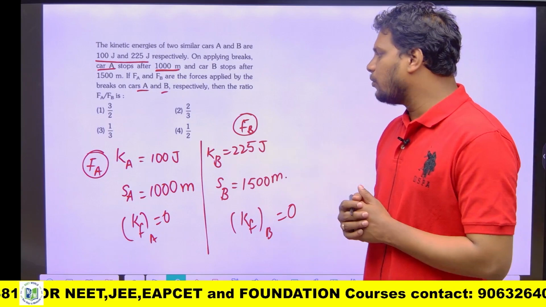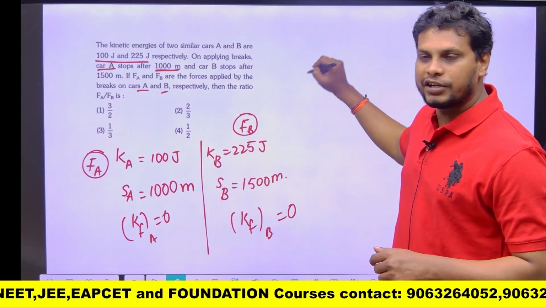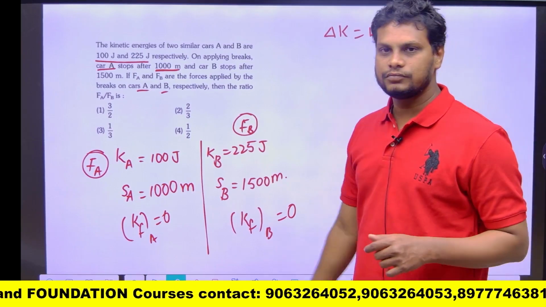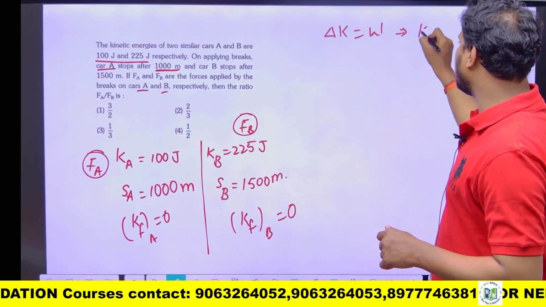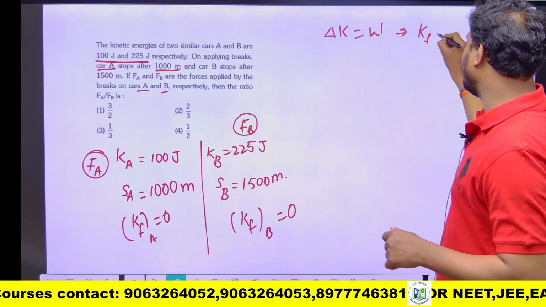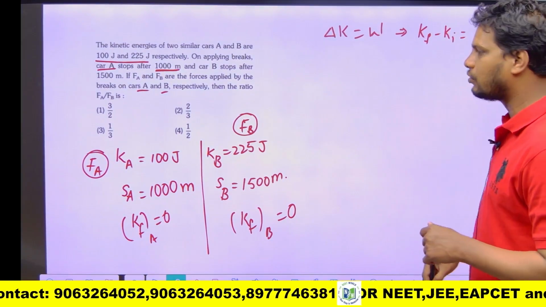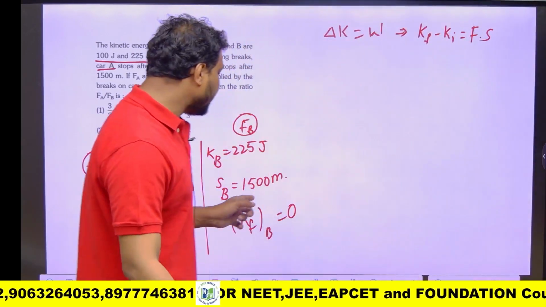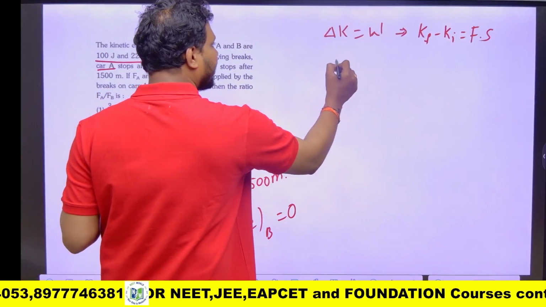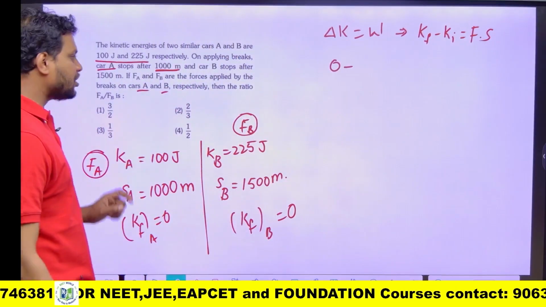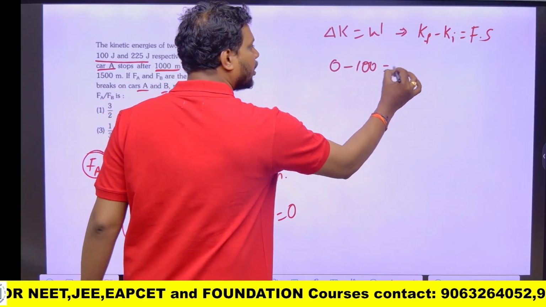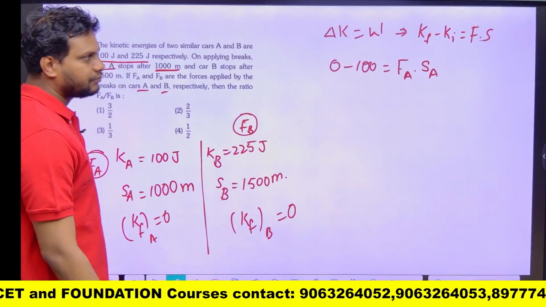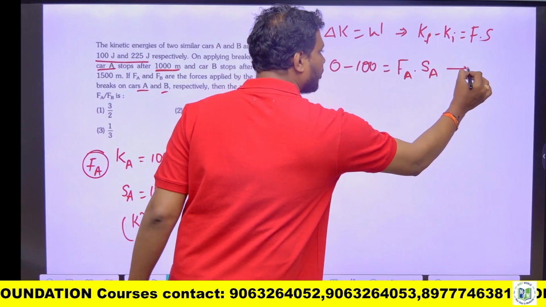To do this problem, we can use the work energy theorem. According to the work energy theorem, change in kinetic energy is equal to work done. The change in kinetic energy is final kinetic energy minus initial kinetic energy, and work done is force into displacement. Now for car A, final kinetic energy 0 minus initial kinetic energy 100 is equal to the force on the first car times the displacement of the first car. Take it as equation number 1.